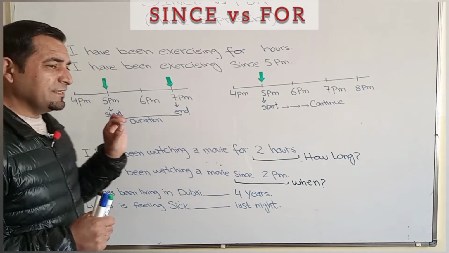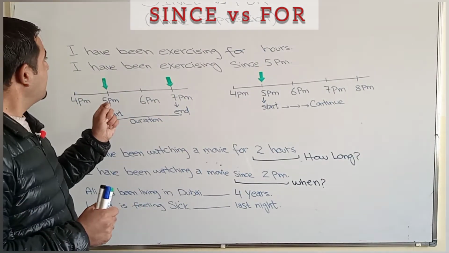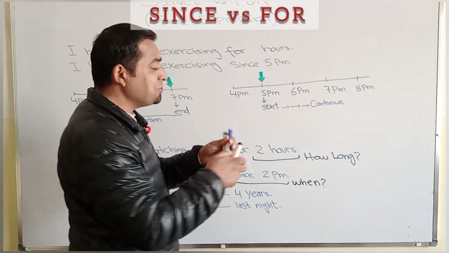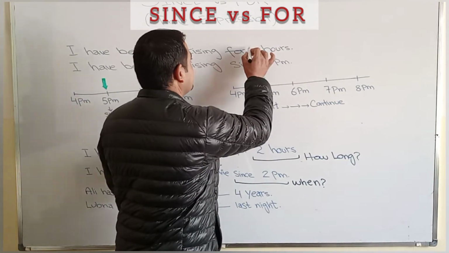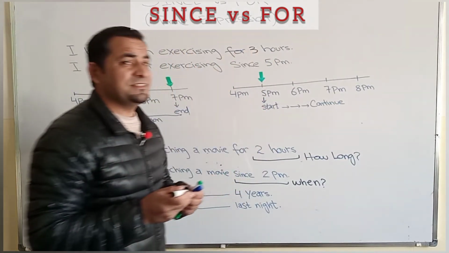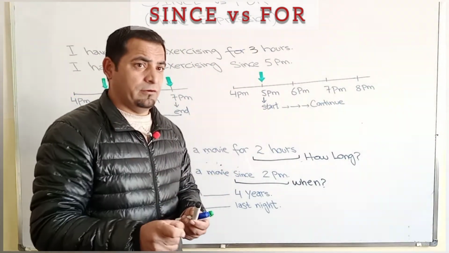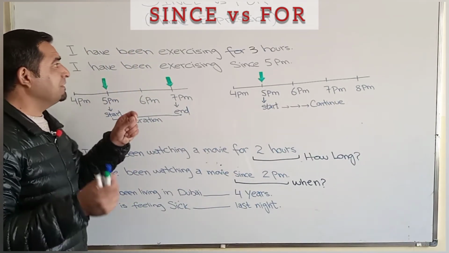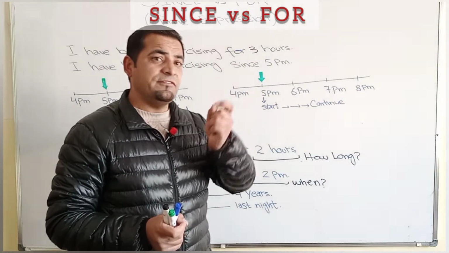The first sentence, I have been exercising for 3 hours. And the second sentence, I have been exercising since 5 p.m.